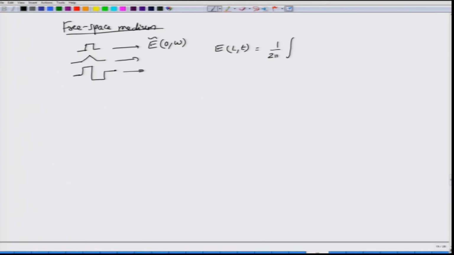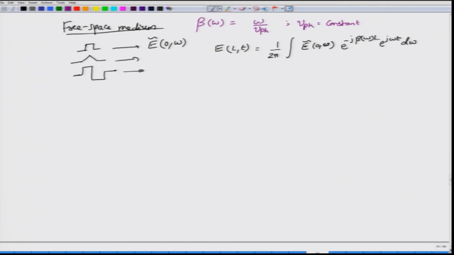the same 1 by 2 pi integral of E of 0 comma omega, e power minus j beta of omega L, e power j omega t d omega. But because this is a free space medium, the value of beta as a function of omega will be omega by VPH. So, this is a linear relationship as we have seen, and we will assume VPH to be a constant.